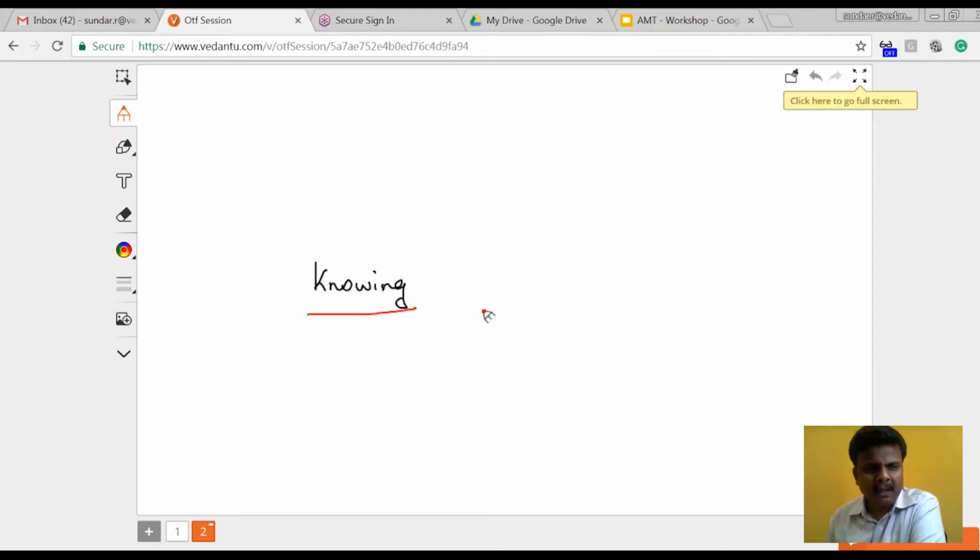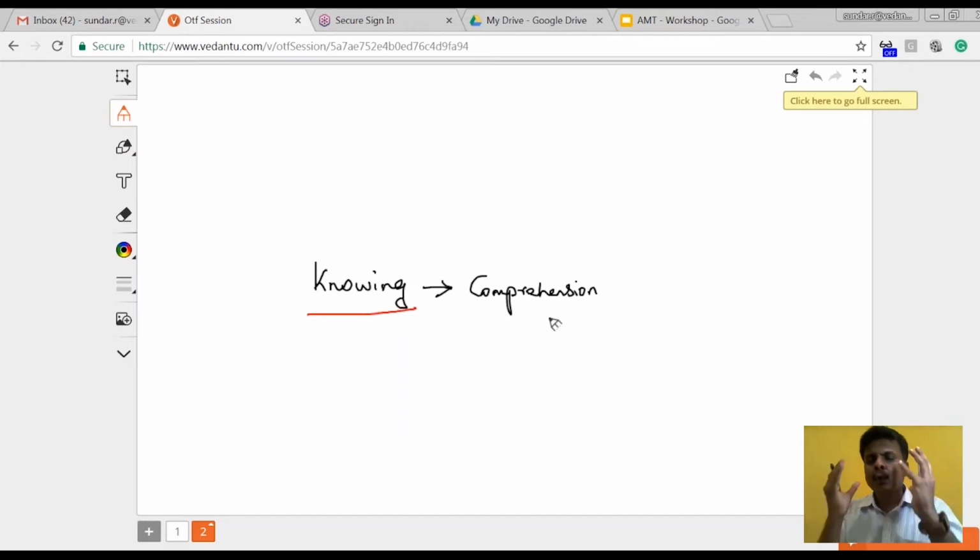So knowing is a place where you just get exposed. The next step is, one, you comprehend information through specific learning strategies. Information is presented in some form. You redesign that information in such a manner that you are able to understand it really well. This is comprehension. For comprehension, you can use learning strategies.